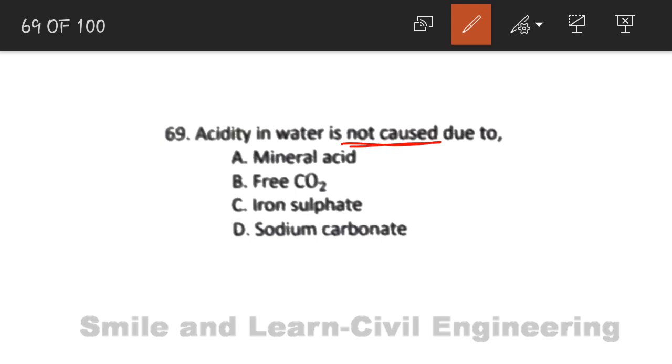Okay. Next question, acidity of water is not caused due to. This is not caused, important. So you need to read the question very thoroughly, otherwise you will make a mistake, because for acidity you will just stick on CO2 or a mineral acid. Mineral acidity causes acidity, free CO2 causes acidity, iron sulfate also causes acidity, but sodium carbonate does not contain acidity. Okay.